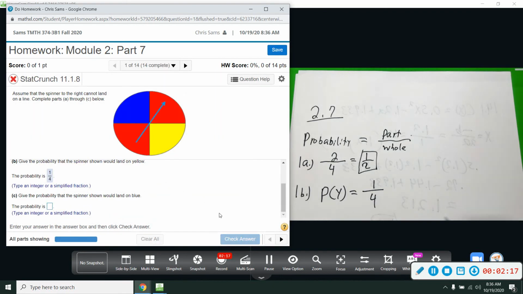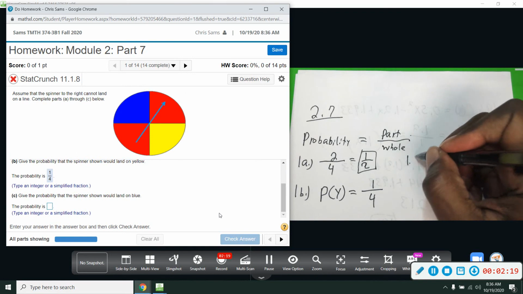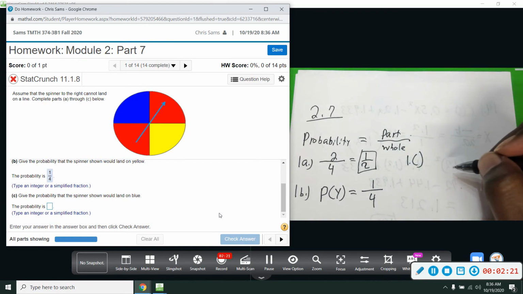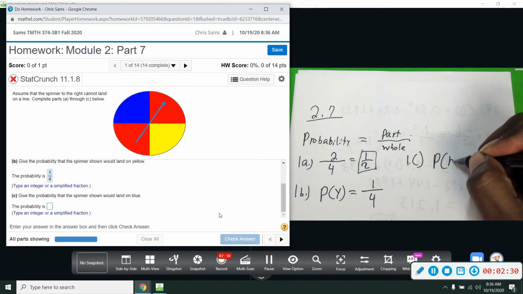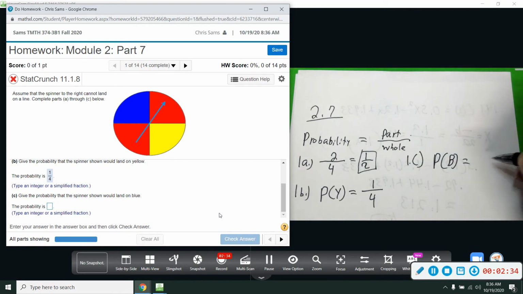And then part C wants to know the probability that the spinner will land on blue. So I'm going to write P for probability, and in parentheses I'm going to put a B for probability of blue. Put a capital B. And then again, there is 1 section that is blue out of 4 total sections.